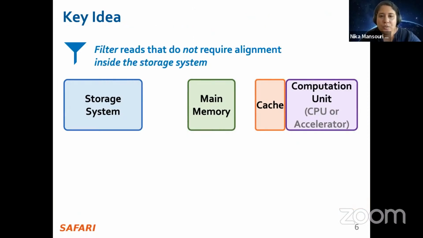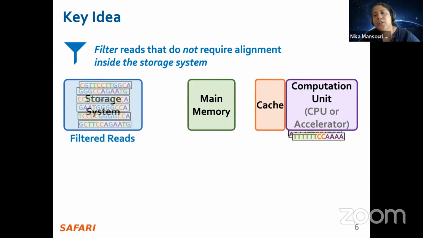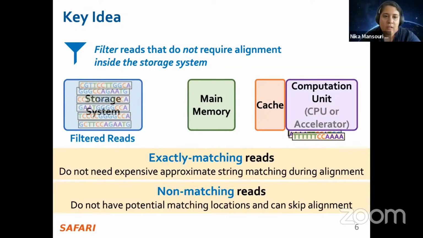Our key idea is to filter reads that do not require expensive alignment computation in the storage system to fundamentally reduce data movement overhead of read mapping. Examples of reads that do not require the costly alignment step are exactly matching reads, which are reads that match exactly to the reference genome and do not need approximate string matching performed during alignment. And the second example is non-matching reads that have no potential matching locations in a reference genome and hence can skip the alignment step.